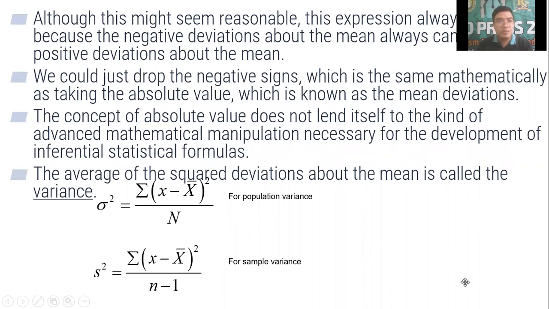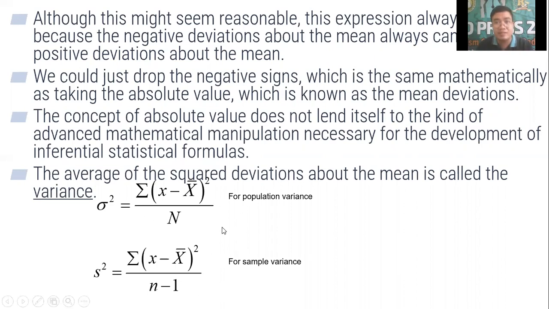So to continue, although this might seem reasonable, this expression always equals 0, because the negative deviations about the mean always cancel out the positive deviations about the mean. We could just drop the negative signs, which is mathematically the same as taking the absolute value. Take note, for example, when your score is 85 minus 92, the answer will be negative 7. But take note, here you can drop the negative sign. You can drop the negative 7 and make it positive. When your score is 90 and your average is 92, 90 minus 92 is negative 2.